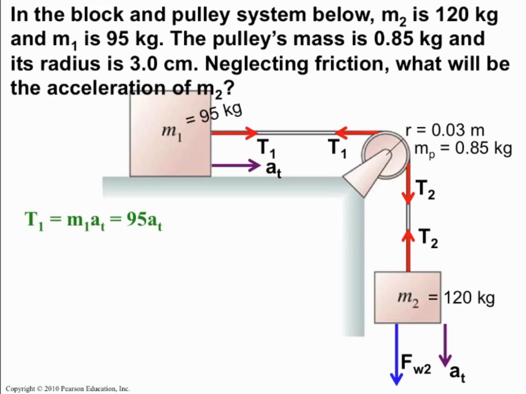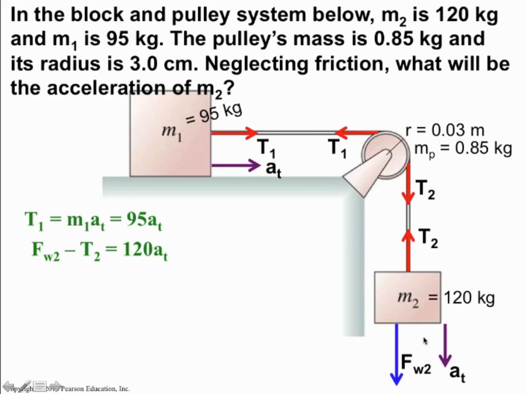All right, so this is our first equation. T1 equals m1 a_t equals 95 a_t. This is just Newton's second law. That's all it is. F equals ma. T1 is a force, so T1 is the F here, equals m1 a_t. And so we fill in, and we have 95 a_t. So we have one equation: T1 equals 95 a_t. Now for our next equation, F_W2 minus T2 equals 120 a_t.